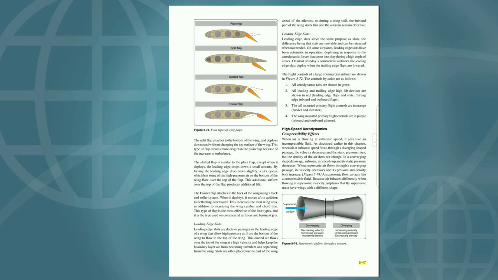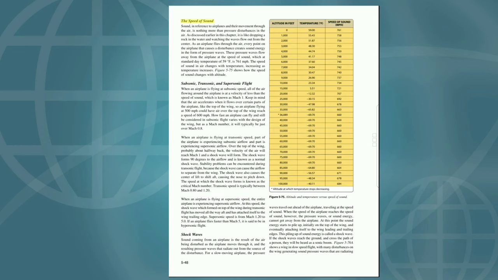5-47. The speed of sound. Sound in reference to airplanes and their movement through the air, is nothing more than pressure disturbances in the air. As discussed earlier in this chapter, it is like dropping a rock in the water and watching the waves flow out from the center. As an airplane flies through the air, every point on the airplane that causes a disturbance creates sound energy in the form of pressure waves. These pressure waves flow away from the airplane at the speed of sound, which at standard day temperature of 59 degrees Fahrenheit is 761 miles per hour.